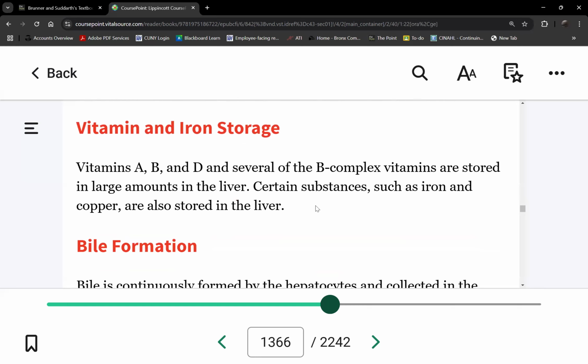Vitamin and iron storage. So when patients have liver cirrhosis or liver damage, they will be given vitamins and minerals, because can they store it? Not anymore. So we'll have to give it daily.